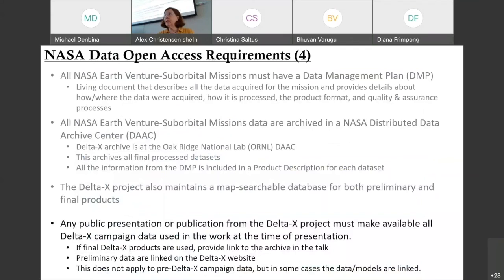And then lastly, NASA has a requirement that any public presentation or publication that we do from the Delta X project has to make all of the data that's used, all of the models that are used, available at the time of presentation. So that's actually, as you can imagine, not so easy to do. So a lot of the times you present data that has not been posted on the DAAC. And so the Delta X website maintains a list of the presentations and links to the data sets that you can find with that presentation.